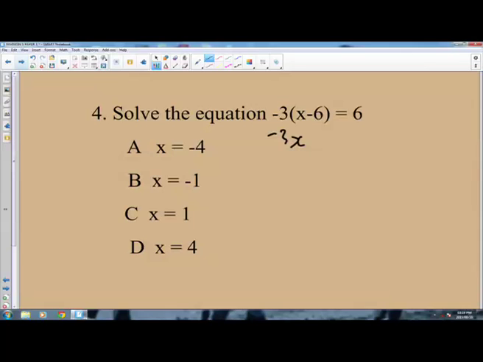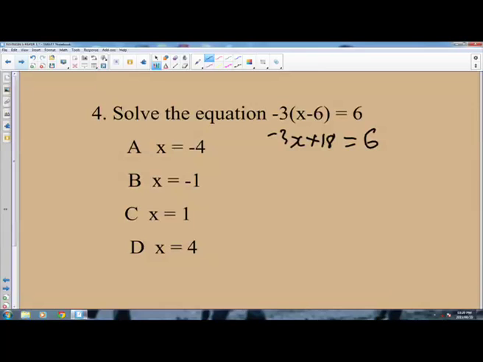Minus 3 times x is minus 3x. Minus 3 times minus 6 is plus 18, because you are multiplying a negative number and a negative number. When you multiply a negative number and a negative number, you are going to get a positive. So minus 3 times minus 6 is positive 18. And this is giving us 6. Now we have minus 3x plus 18 is equals to 6.